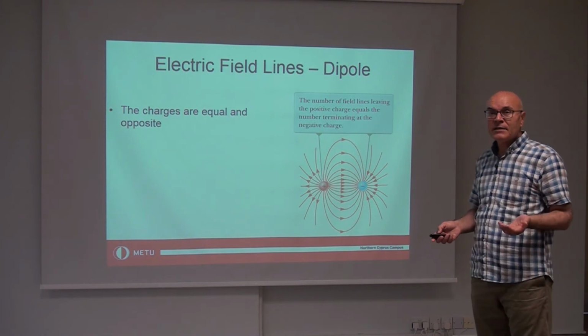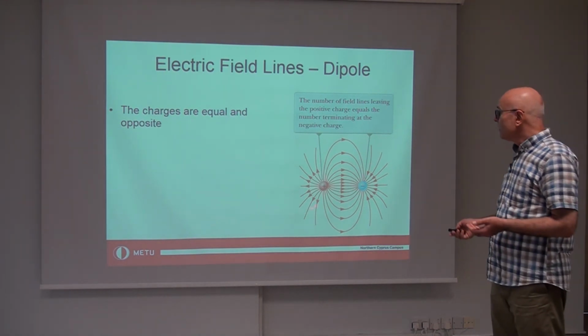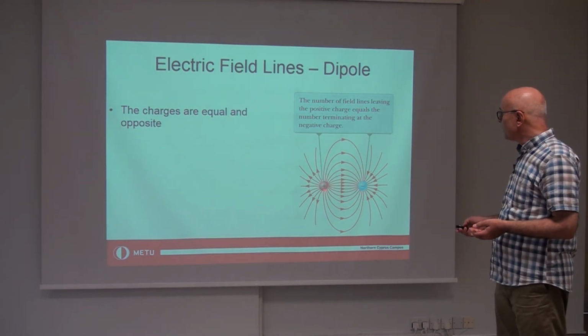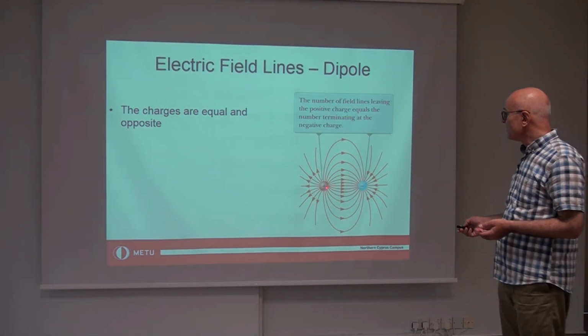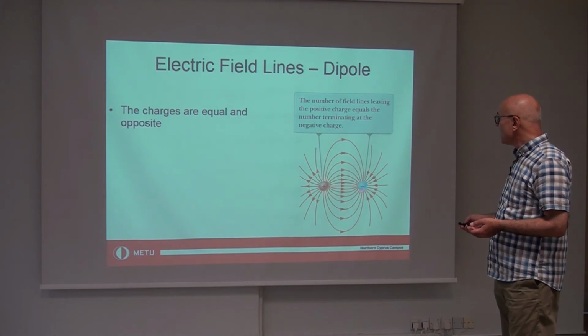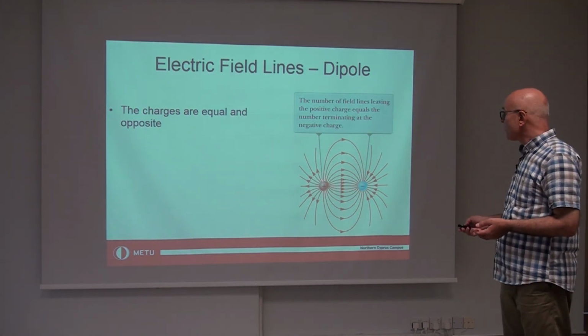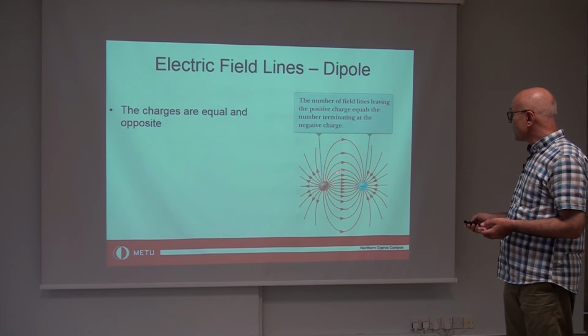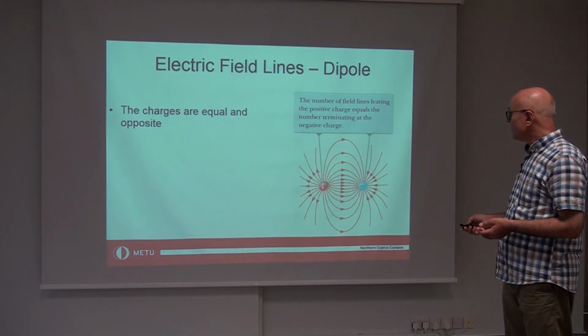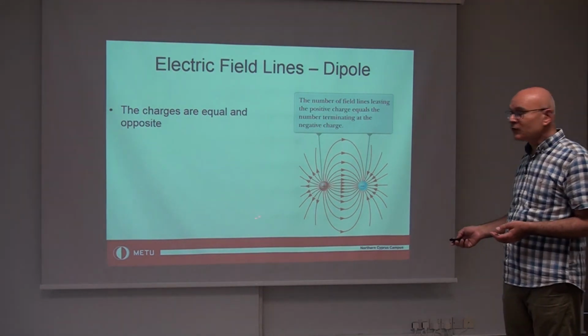Now, another example of electric field lines is that of the electric field of a dipole. A dipole, as we know, consists of two equal and opposite point charges. Now, these are the electric field lines. As you can see, they originate at the positive and they terminate at the negative charge.